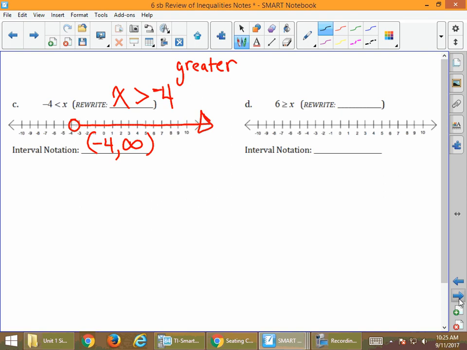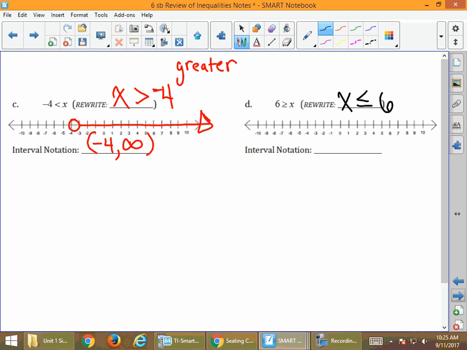Letter D. The original problem is read 6 is greater than or equal to x. But oftentimes when it's written in this format, students get confused, which is why I personally prefer to rewrite it. Once again, when we rewrite it, I'm going to switch places. The x and the 6 are going to switch places. But wherever the inequality is pointing, it's pointing towards the x. It still needs to point towards the x in the problem when you rewrite it.